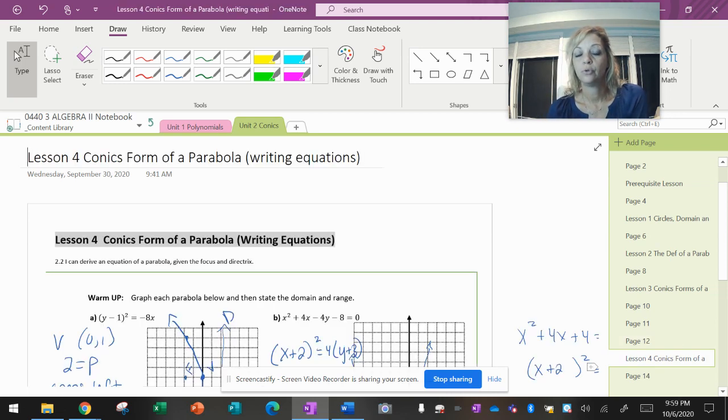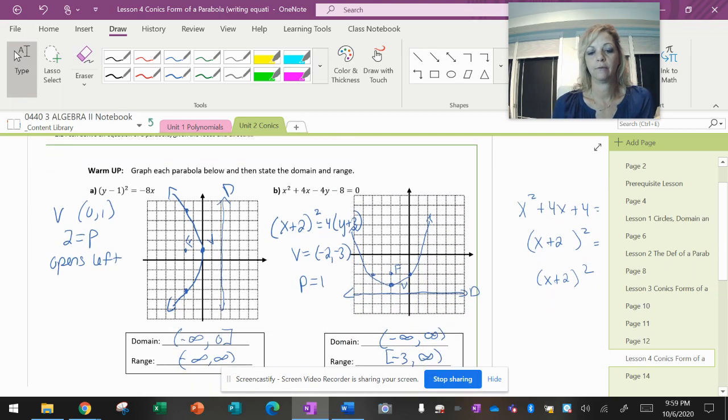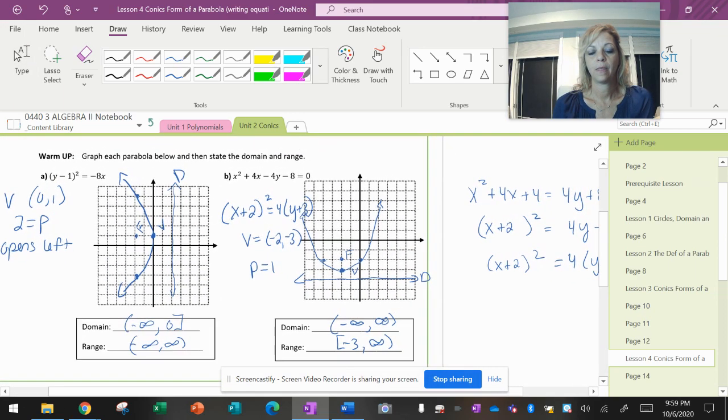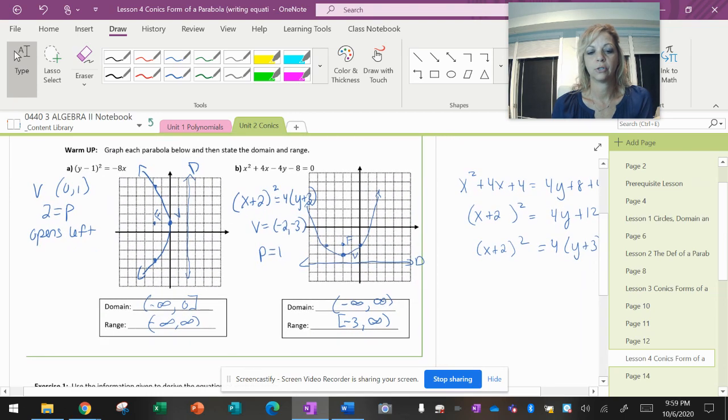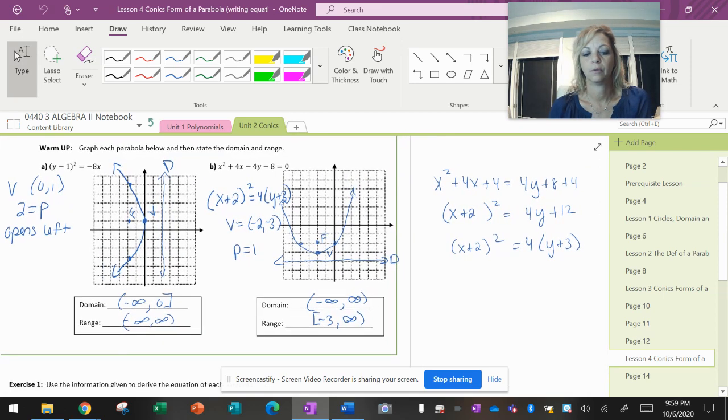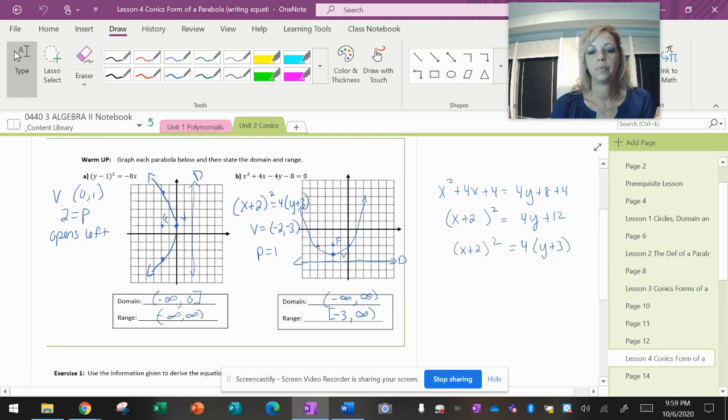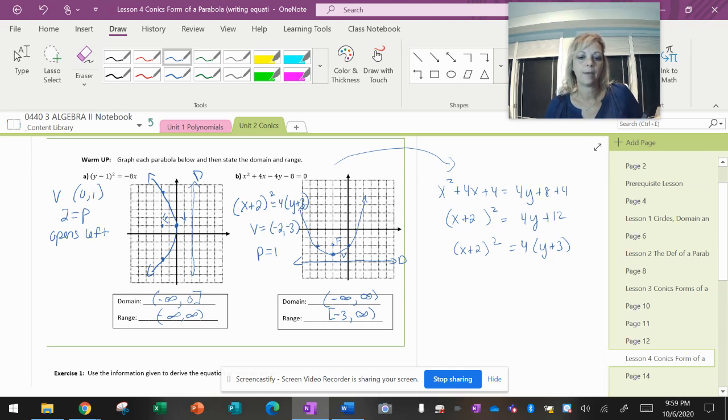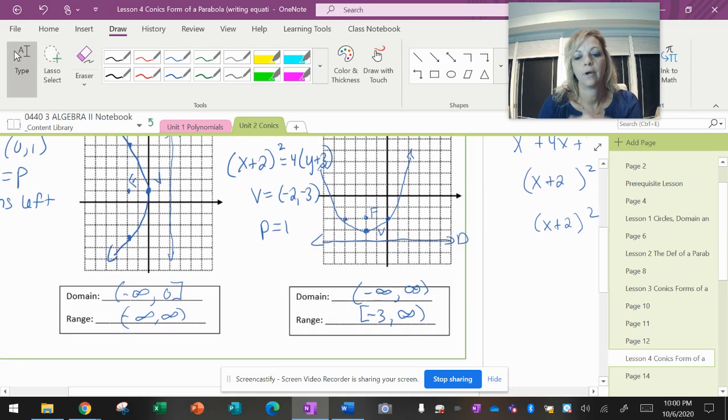Okay, so you should have paused and tried warm-ups A and B, and you should have gotten this information. Let me show you what I got. For B, you had to put it in conic form. So B, if you can see over here, I did the completing the square process in order to put it in that format. And then what you determined was that it had a vertex of (-2, -3) and a p-value of 1. You did a graph, right?